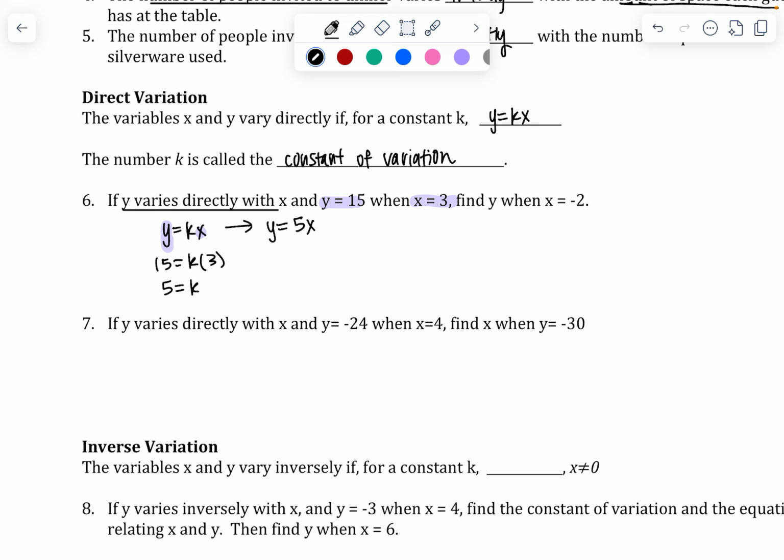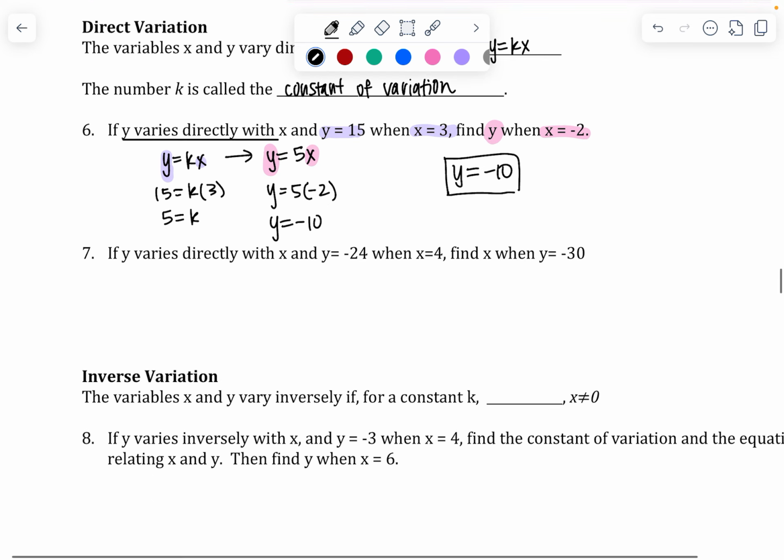The reason why we want to do that is because now we can find y when x is negative 2. So we're trying to find y when x is negative 2. We're going to plug in that negative 2 for x, and we get y equals negative 10. So your first step is to find k, and then your second step is to find the missing variable.